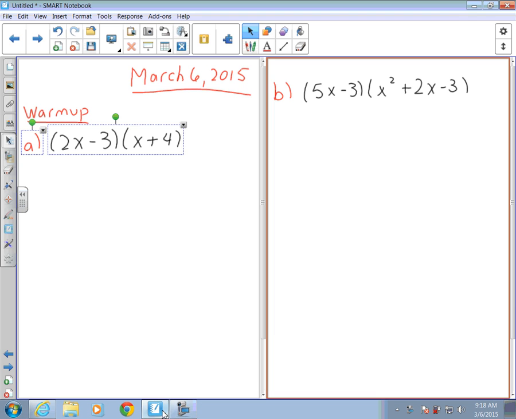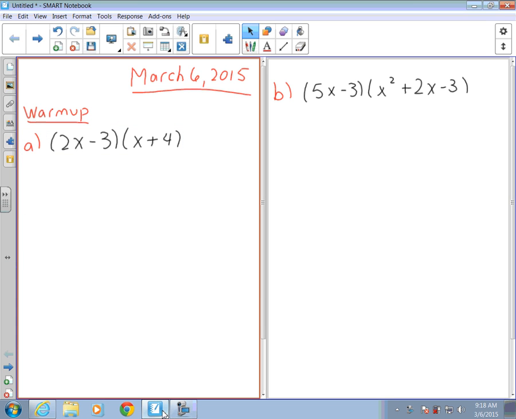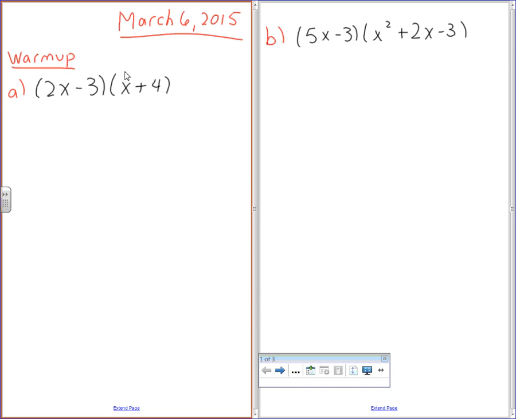Aiden, let's start with you, please. Go ahead. 2x times x. Yeah, it's going to be x squared. Okay. 2x times 4 should be 8x. Good. Then there's negative 3 by x would be negative 3x. Yeah. Negative 3 by 4 would be negative 12. Okay.